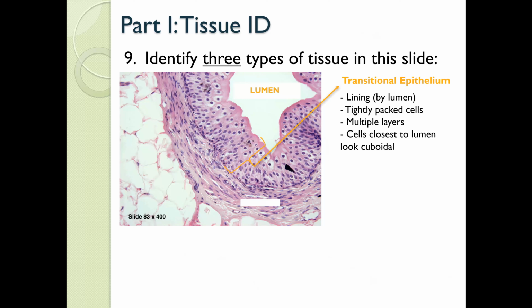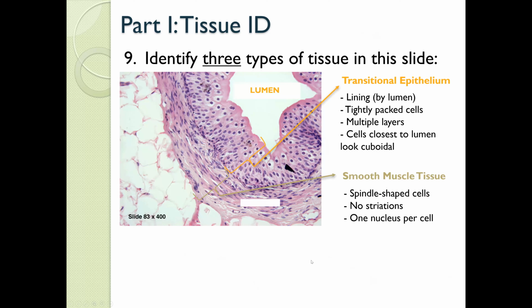Now, there probably is some areolar connective tissue right underneath this, but it's not visible on this particular slide. But what we can see is a layer of smooth muscle tissue. So this next pinky layer here is the layer of smooth muscle tissue, and it has spindle-shaped cells, no striations, and only one nucleus per cell.